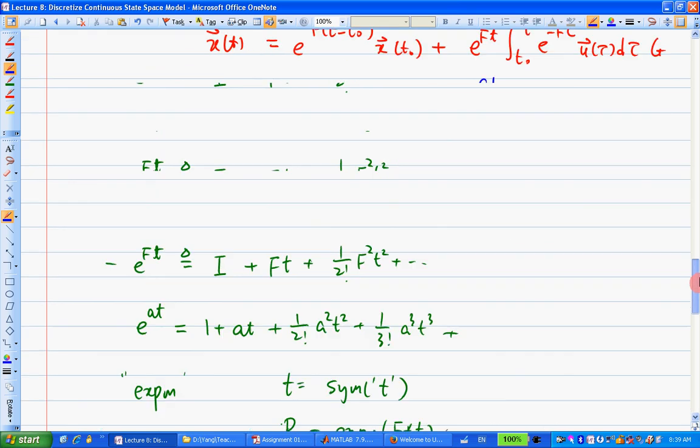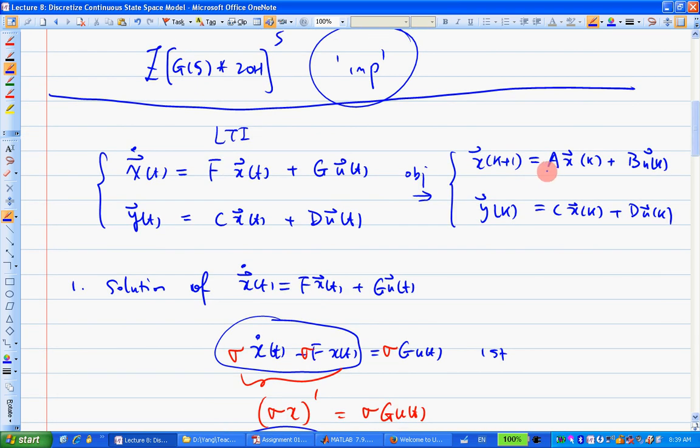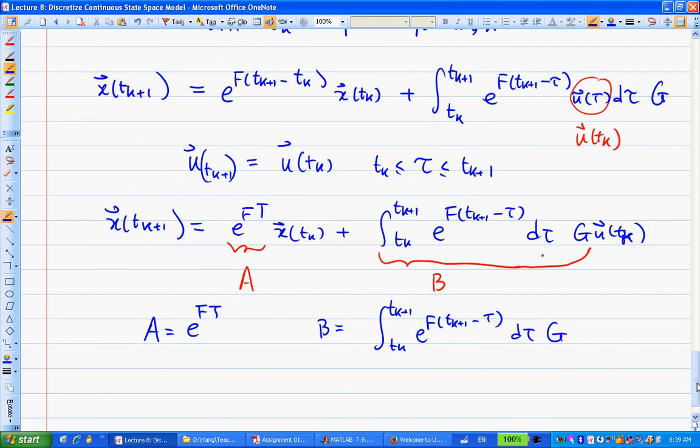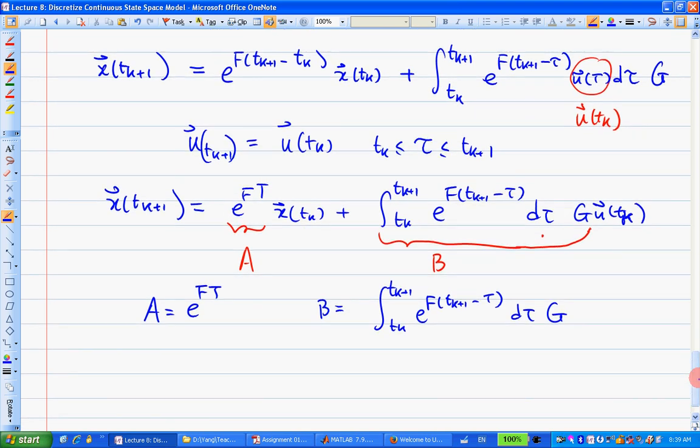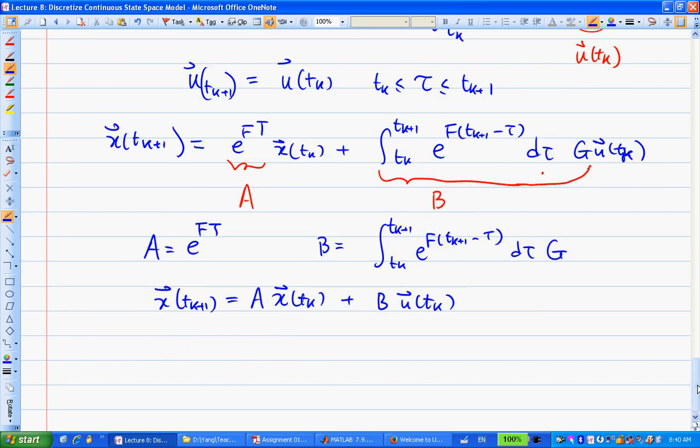Now remember our objective: from F, G to A, B. We're almost there, since we got our A and B already. We need to change our symbols slightly to match what we want. In short, this is x(t_{k+1}) equal to A x(t_k) plus B u(t_k).